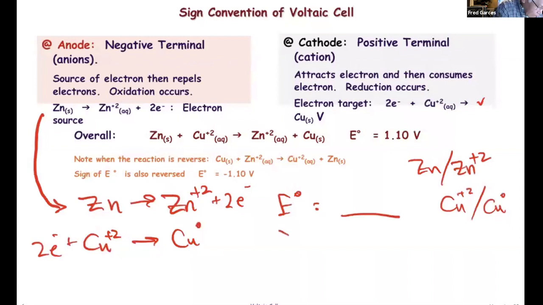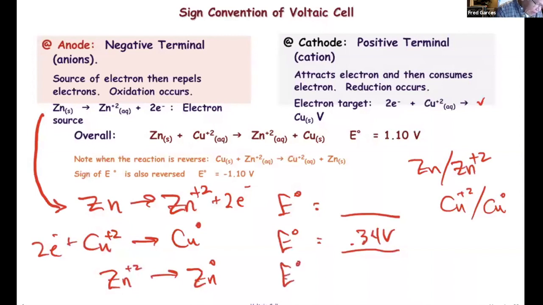But this also has a potential. And if you look it up in the back of your book, what will happen is that you'll find the reduction potential of copper. And the reduction potential of copper is about 0.34 volts. However, you will not find the oxidation potential of zinc. You will not find that. What you will find is the reduction potential of zinc. And when you look up that value, it's going to be given to you as negative 0.76 volts. It's actually a negative.